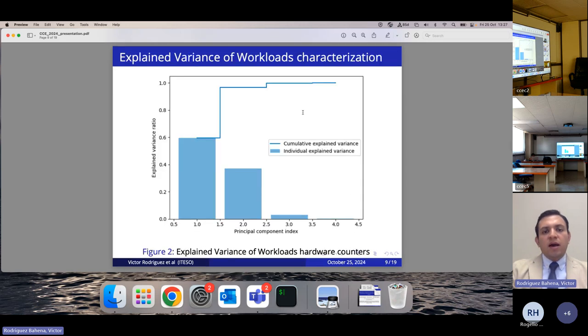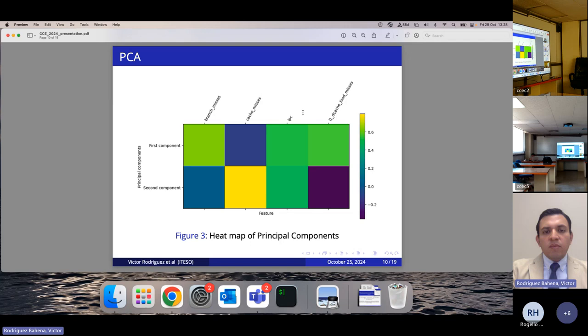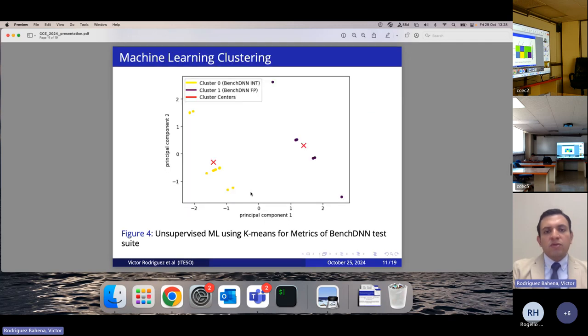When we apply the explained variance of workloads hardware, we realize that two components are more than enough to have enough explained variation ratio. Three is not necessary, so we can reduce from four dimensions to two dimensions. The heat map also shows a very healthy, homogeneous representation of the vectors. We can see that cache misses in the principal component one vector have very low impact, while in the other one they have much more impact or relation. So we can see that it's healthy to reduce from four dimensions to two dimensions.